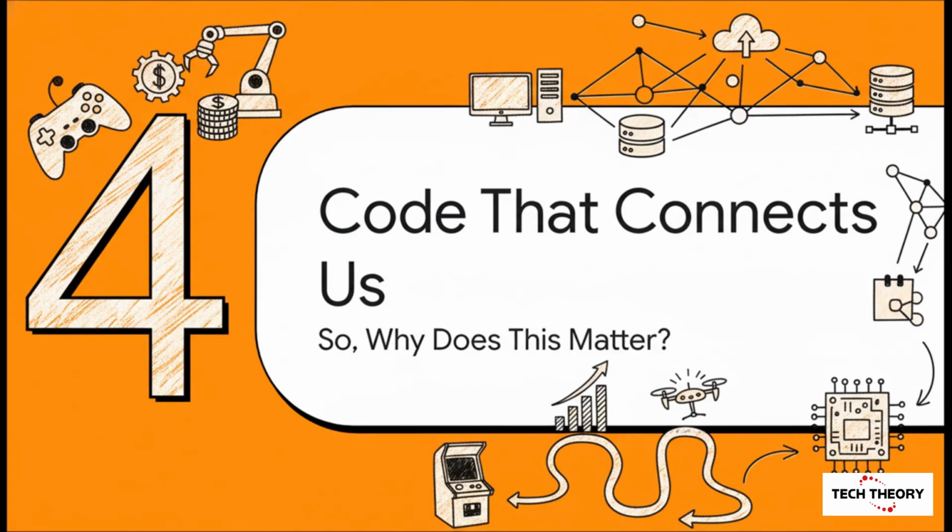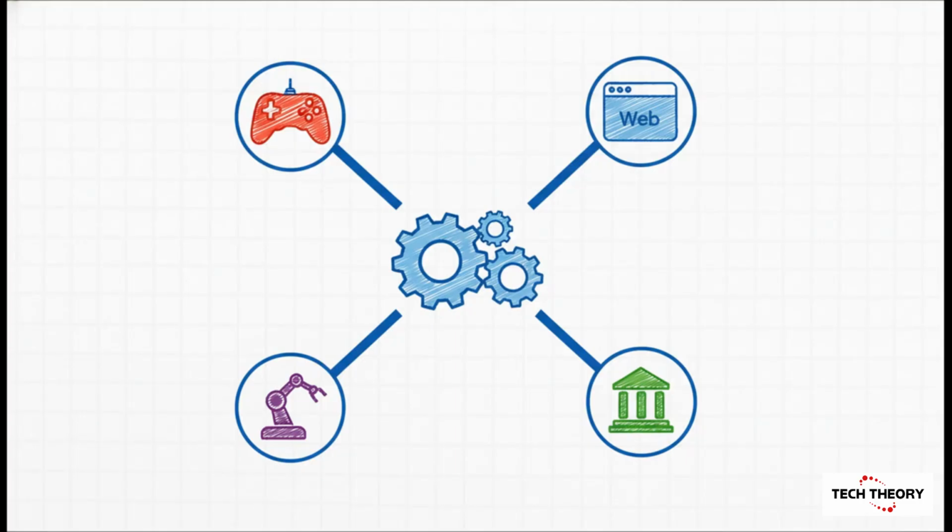Okay, wow. We've taken quite a journey here, through gaming, banking, robotics, you name it. It's pretty clear this blueprint is, well, everywhere. So let's bring it all home. Why does any of this actually matter? I mean, when you lay it all out like this, the impact is just undeniable.